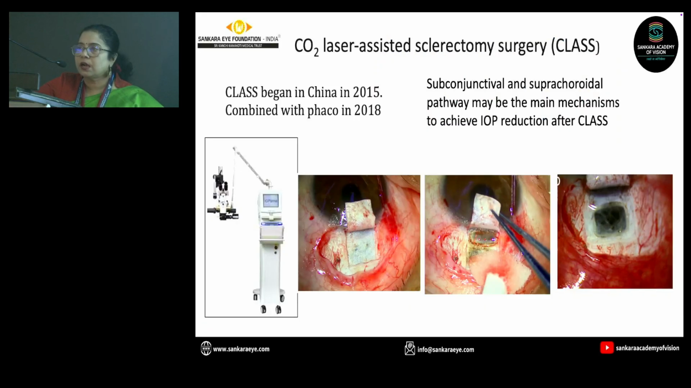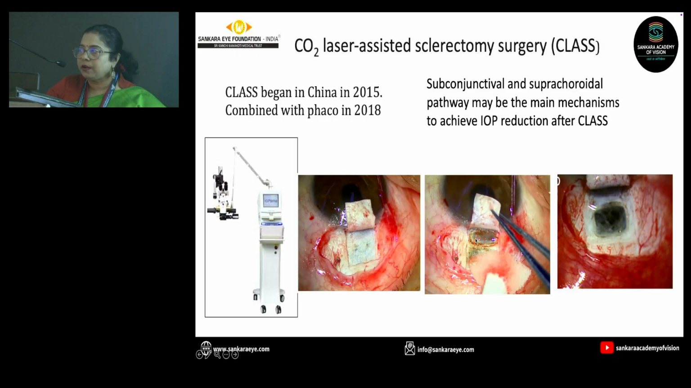Other ones include carbon dioxide laser assisted sclerectomy surgery. It was being done, but currently the machine is not really available in Arvind Pondicherry. Dr. Venkatesh has done quite a few cases wherein you attach this arm of the machine to the microscope. It is part of the deep sclerectomy: you make a first flap, and for making the deeper flap, you use a carbon dioxide laser.